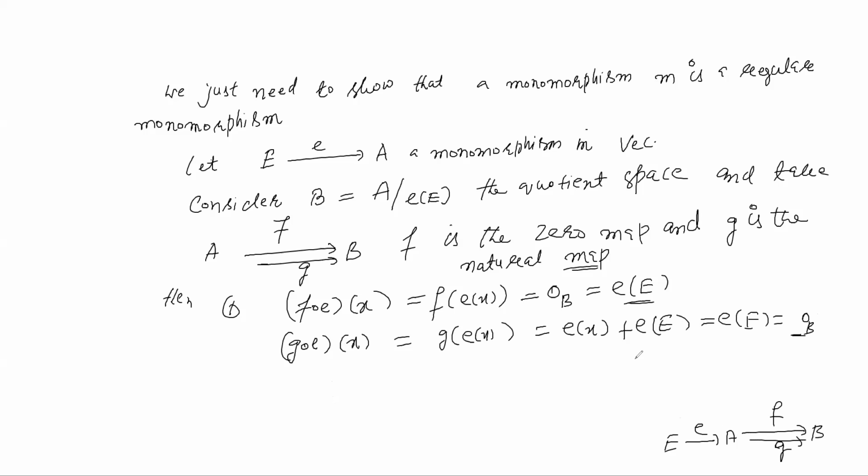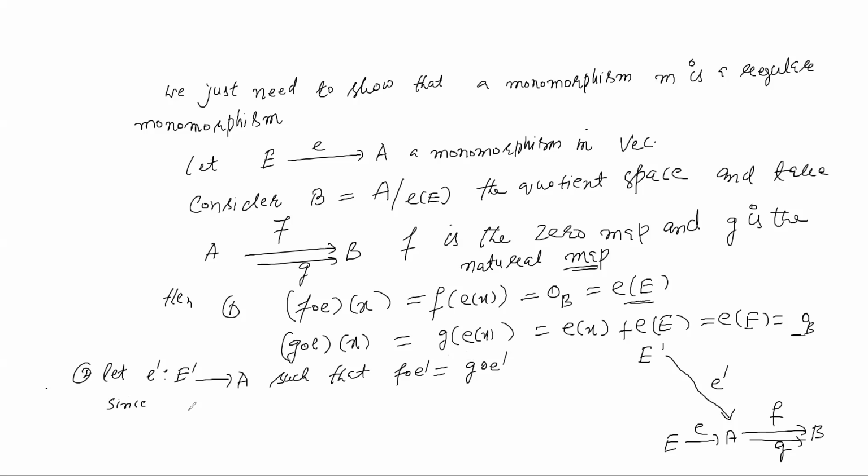Now you take some E dash and some morphism, say small e dash, such that F composition e dash is G composition e dash. So let e dash from E dash to A be such that F composition e dash is G composition e dash. Since E is a monomorphism, I will use the fact that it is injective.